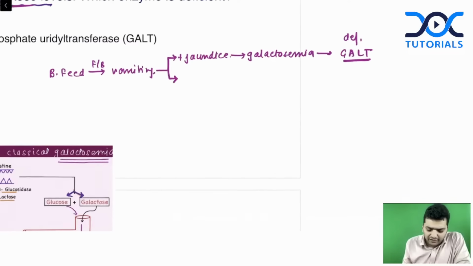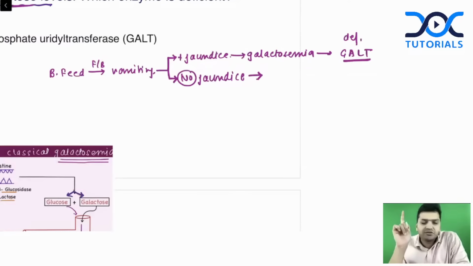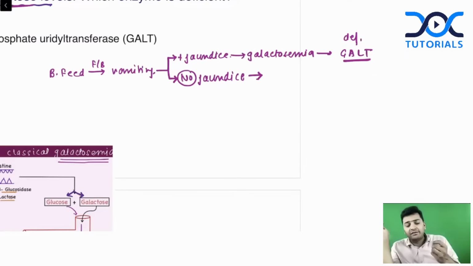Can you tell me, if I say breastfeed followed by vomiting, there is no jaundice, what will the diagnosis be? Use your knowledge of surgery. Whenever the child is getting the breastfeed, he's vomiting. Male child, 1 month of age, what will the answer? Yes, it is hypertrophic pyloric stenosis. Breastfeed followed by vomiting.